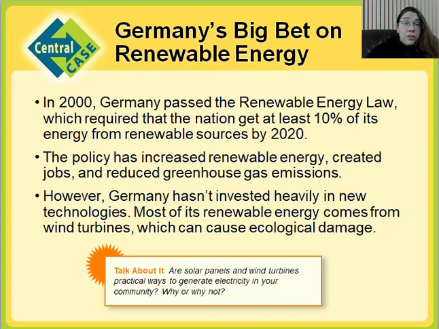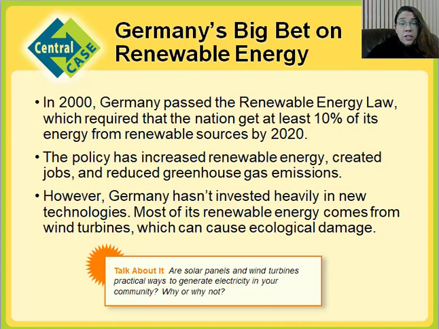We saw that in the year 2000, Germany passed the Renewable Energy Law, which required that the nation get at least 10% of its energy from renewable resources by 2020. The policy has increased renewable energy, created jobs, and reduced greenhouse gas emissions. However, Germany hasn't invested heavily in new technologies. Most of its renewable energy comes from wind turbines, which can cause ecological damage.